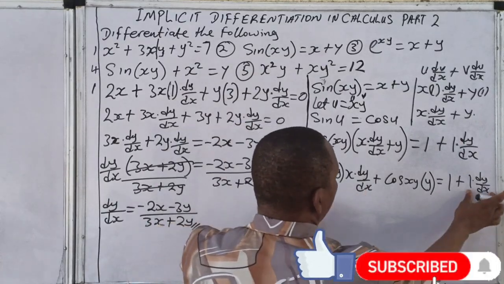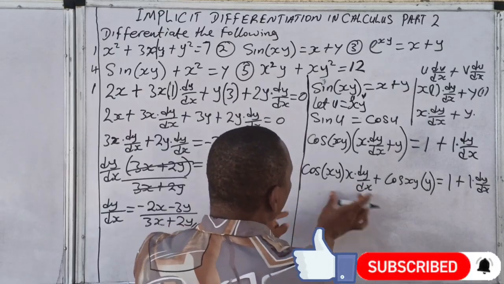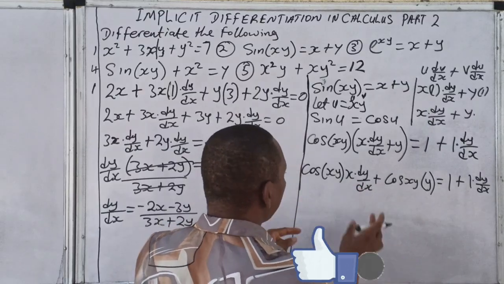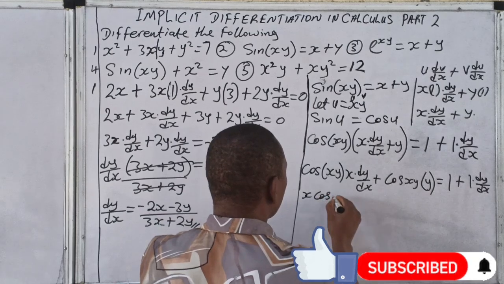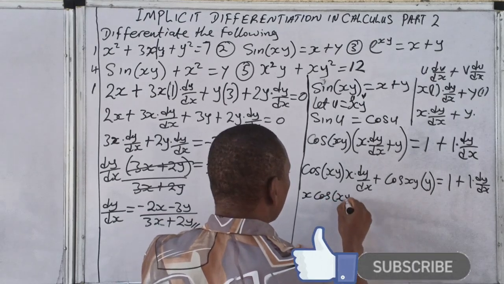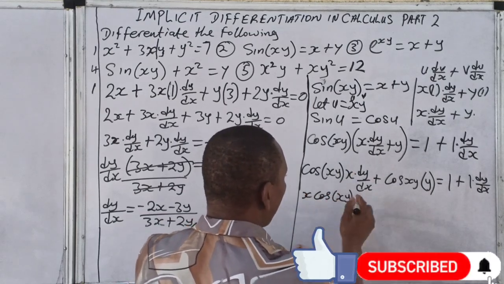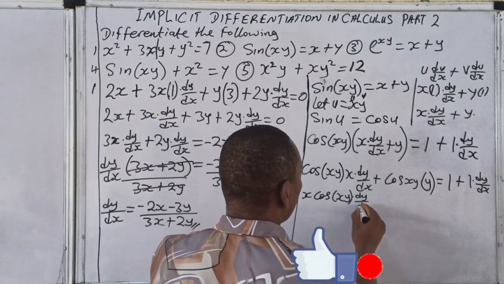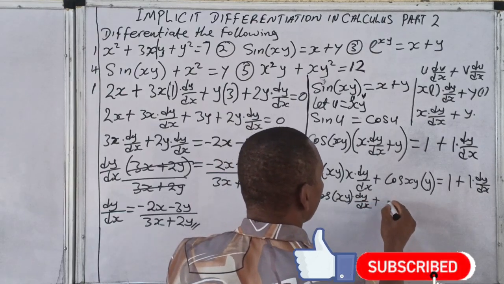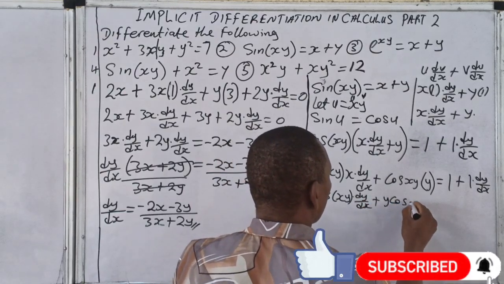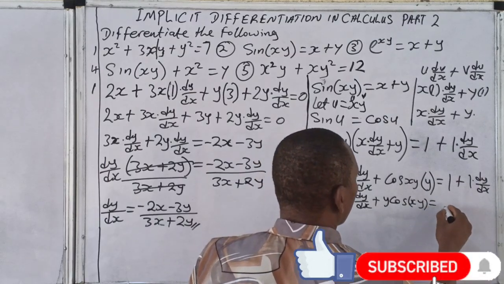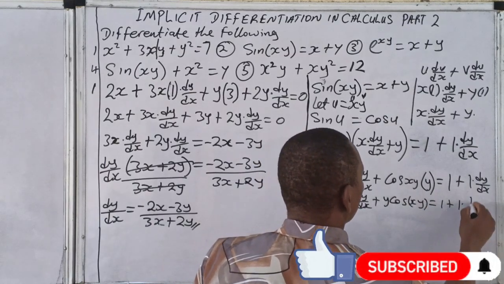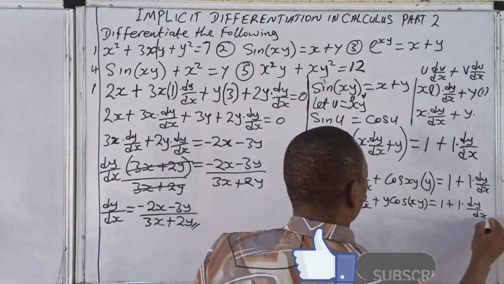Okay. Now, this and this, they are alike. But I can rearrange this before I collect like terms. Let me just rearrange it. So we now have x cos(xy). This dy/dx, take it to the back, dy/dx plus y cos(xy) equals 1 plus 1 dy/dx. So let's collect like terms.